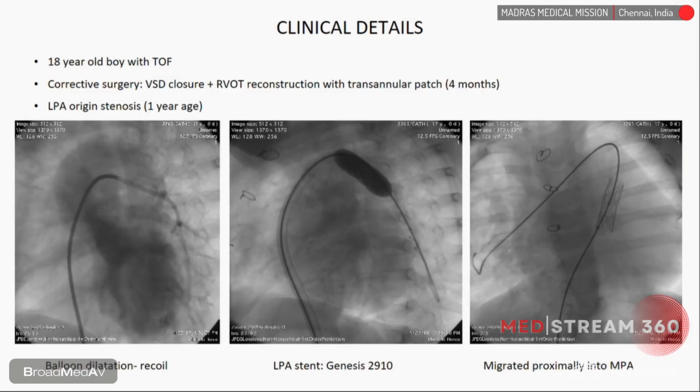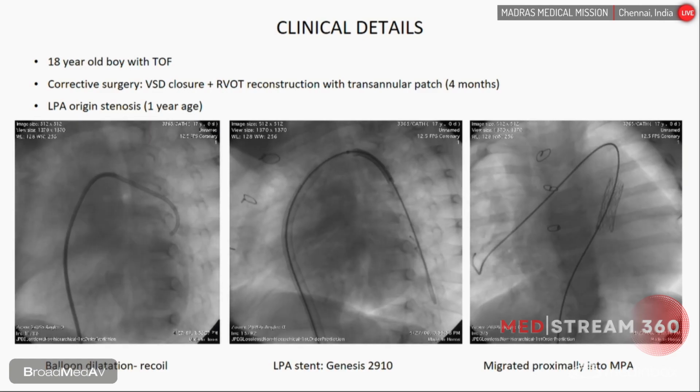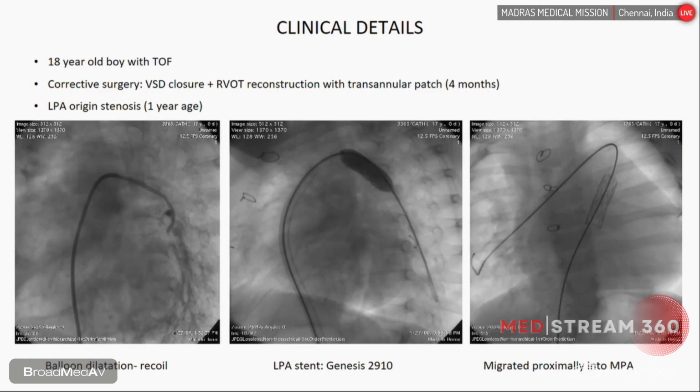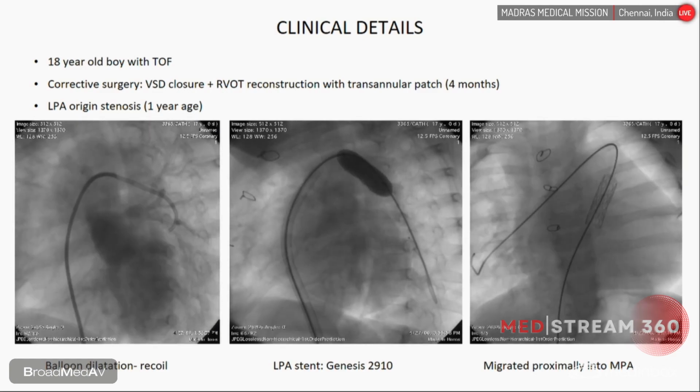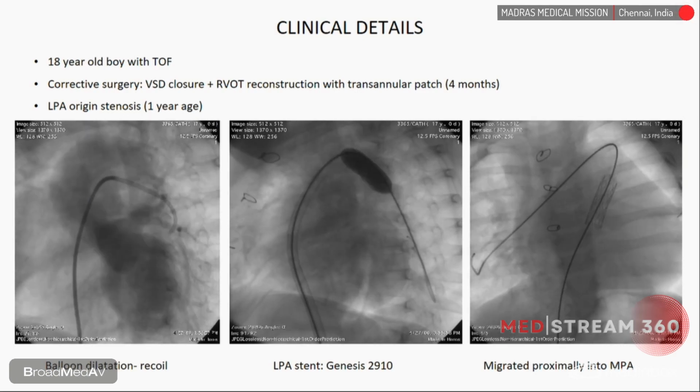Today's case is an 18-year-old boy with tetralogy of Fallot. He underwent initial corrective surgery at 4 months of age where the VSD was surgically closed and the RVOT was reconstructed using a transannular patch.